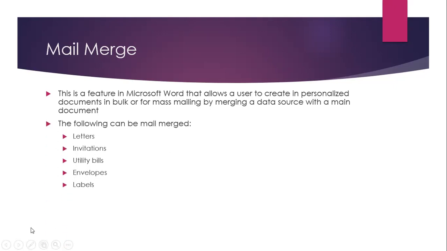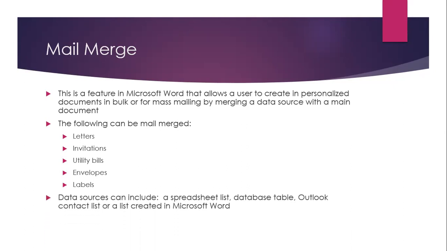Here are a few documents which can be mail merged: letters, invitations, utility bills, envelopes, labels, and if you are a student, circulars that you may get are personalized letters from your school. Your data sources can include things like a spreadsheet list, a database table, an Outlook contact list, or a list created in Microsoft Word. And this is the one that we're going to be focusing on today, a list that is created in Microsoft Word.